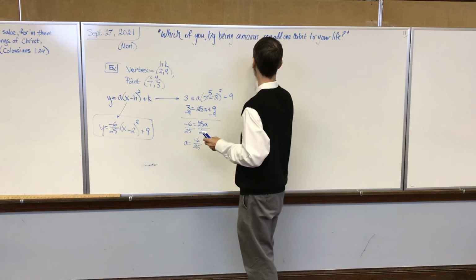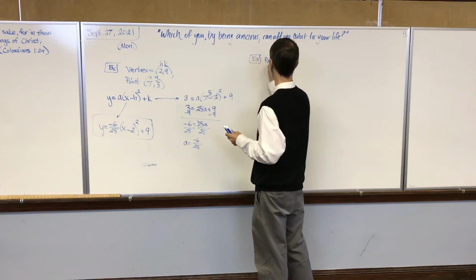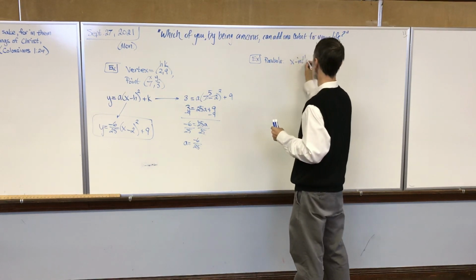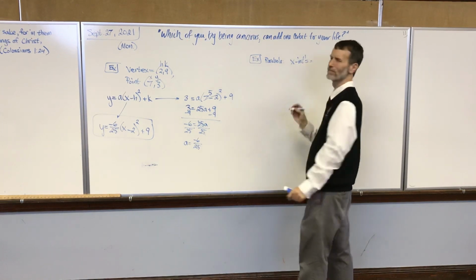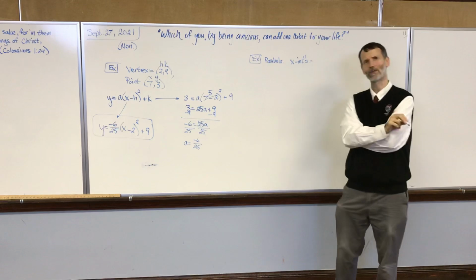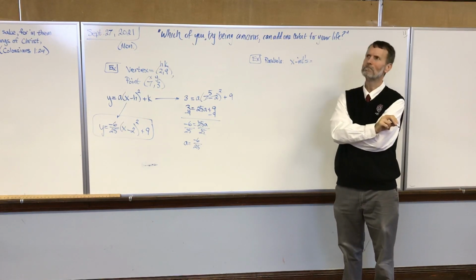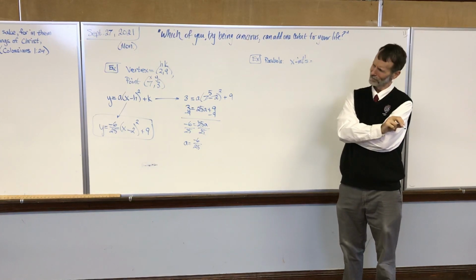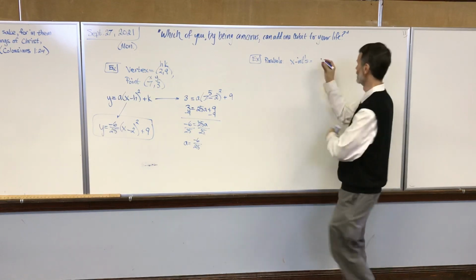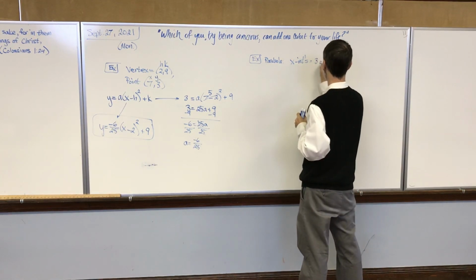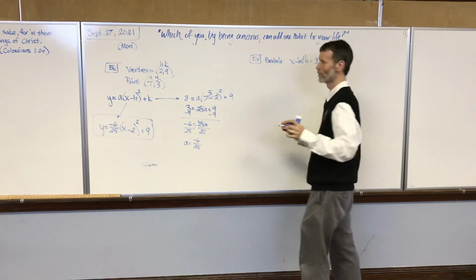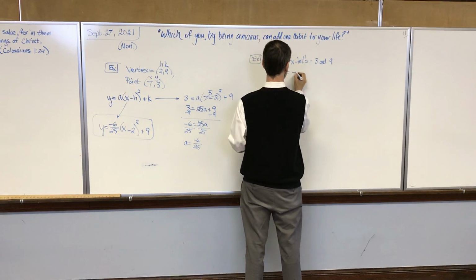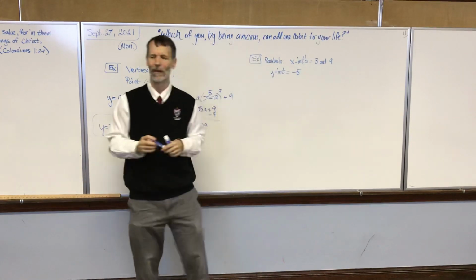What about this? Quick example. Suppose you have a parabola with x-intercepts of 3 and 9, and a y-intercept of negative 5. I want you to find the equation.